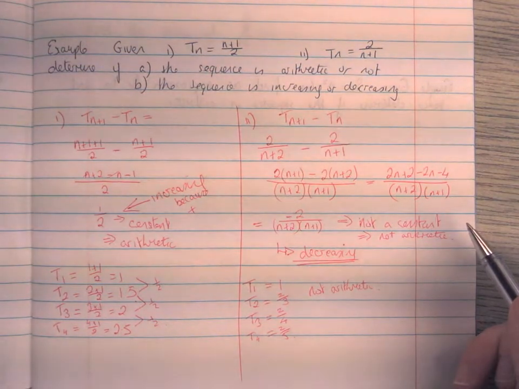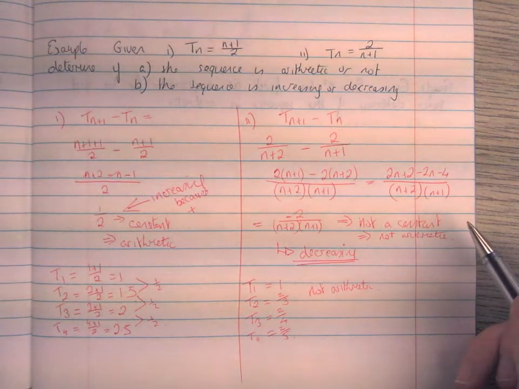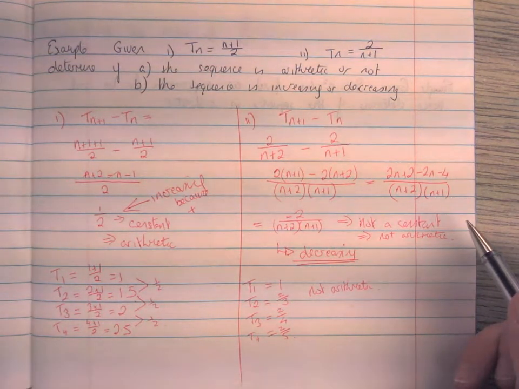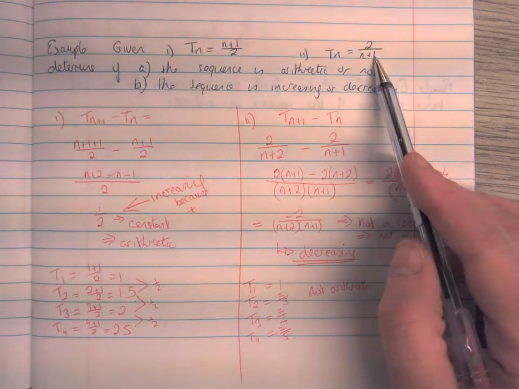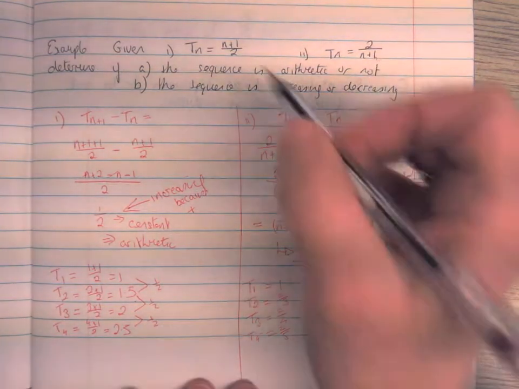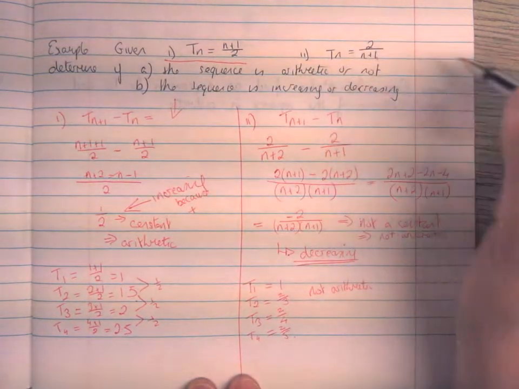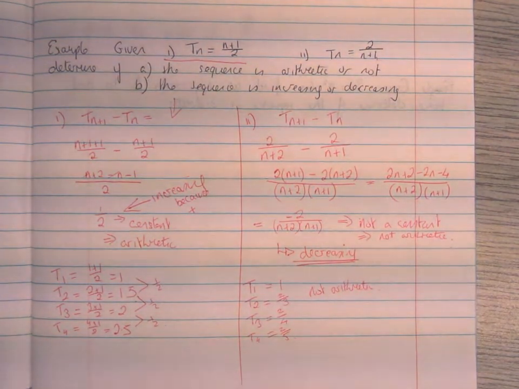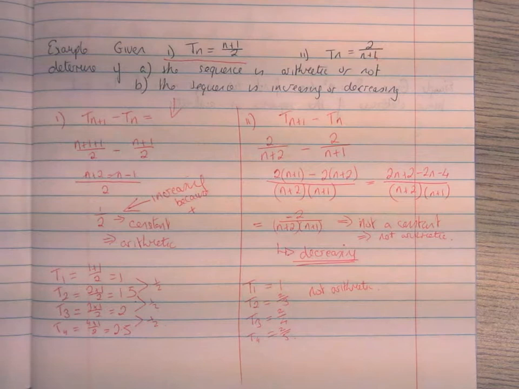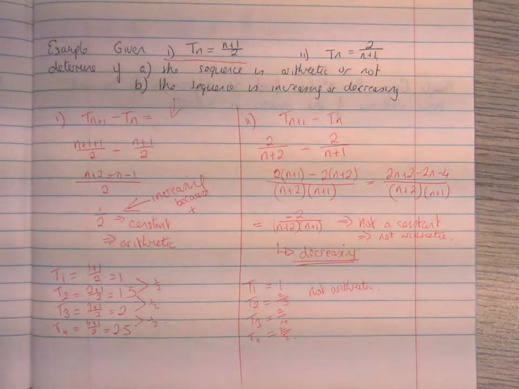Would you not have n plus 1 over 2 for Tn though? We're doing the second one. This is part 1, which I did down here, and this is part 2. Is that okay? Yeah.